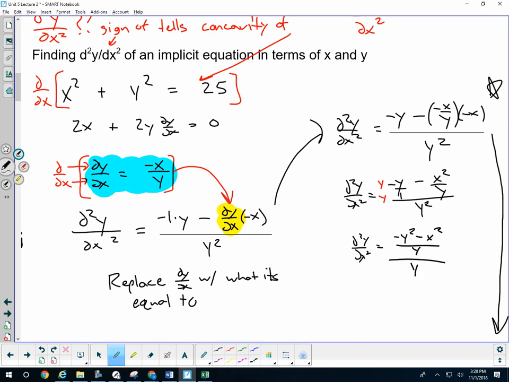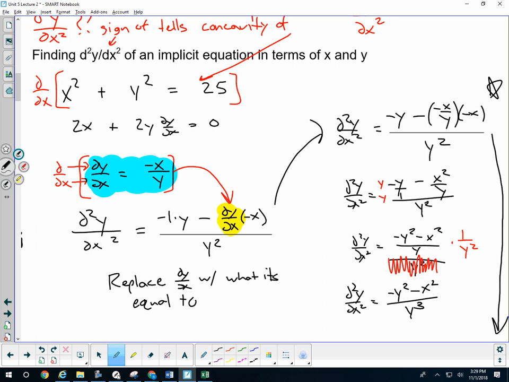Over y squared. Now we could probably start to see how this looks just like what we just had on the other guy. I know that I don't have to divide by y squared. I can multiply by 1 over y squared. And then all of a sudden, boom, it shows up. We have negative y squared minus x squared over y cubed. Okay, which is what I got doing the other way after a little bit of a simplification.